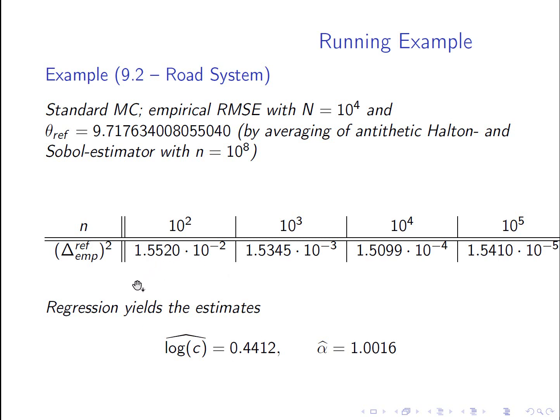But you can do a regression estimator, and then one gets the following values here. Alpha hat is 1.001.6, so if you divide this by 2, you have approximately 1/2, or a very good approximation of 1/2, and this is the estimate for log C.